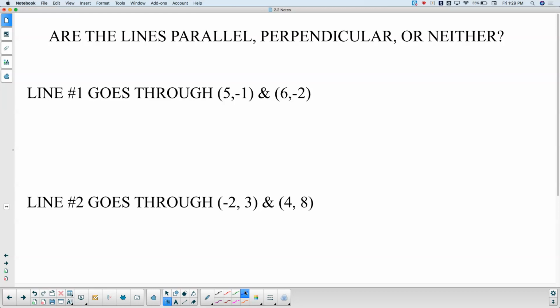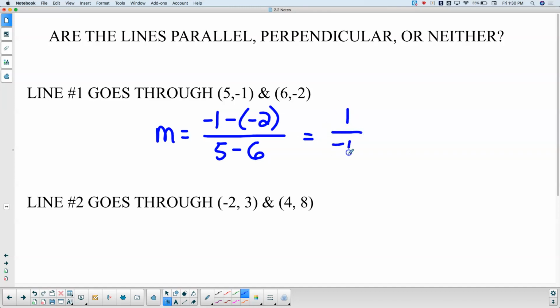So how do we go about calculating it? Anybody? How do we go about calculating the slope here? -1 minus -2, or -1 plus 2, yep, over 5 minus 6. So what is -1 minus -2? 1. What's 5 minus 6? -1. What's 1 divided by -1? -1. Okay? Alright?